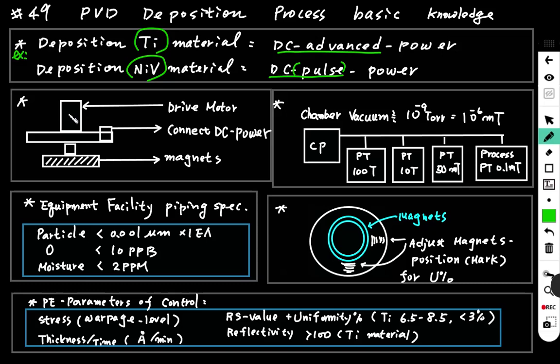The basic device of the chamber is like this figure. This is a drive motor, and this is the plate connected to the DC power, and above the chamber there is a magnet assembly.